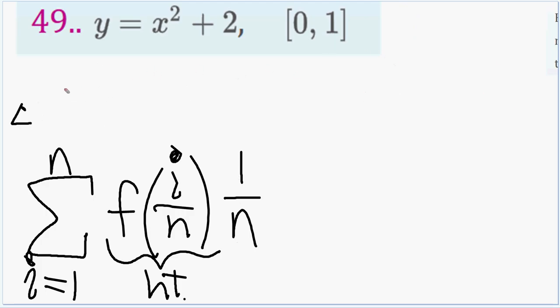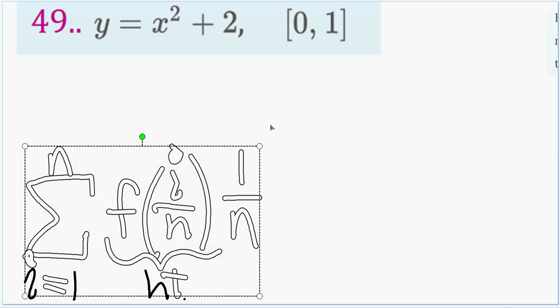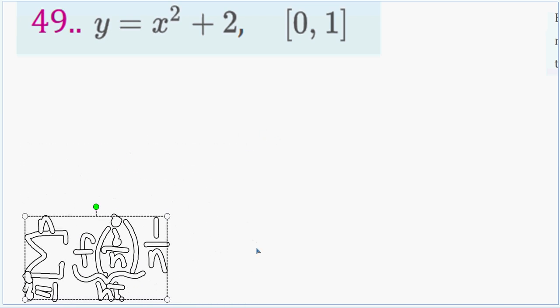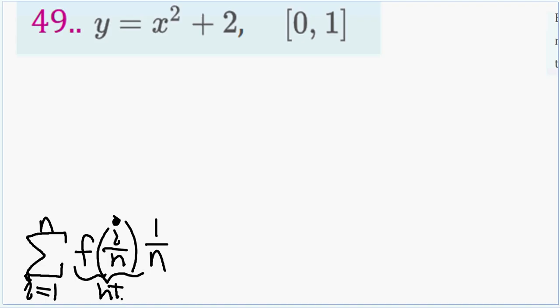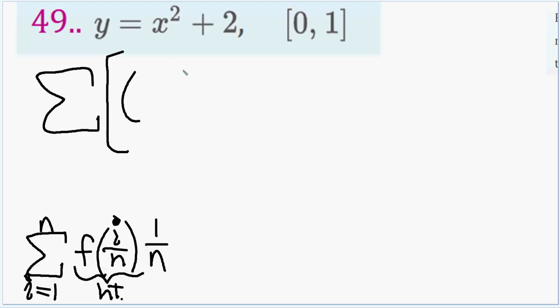And I guess I can clear a little more room here. So I'm going to sort of squeeze this down here. And now let's jump into the actual function. So we're going to have our summation from i equals 1 to n. Our function is x squared plus 2. So we're going to have x squared plus 2.